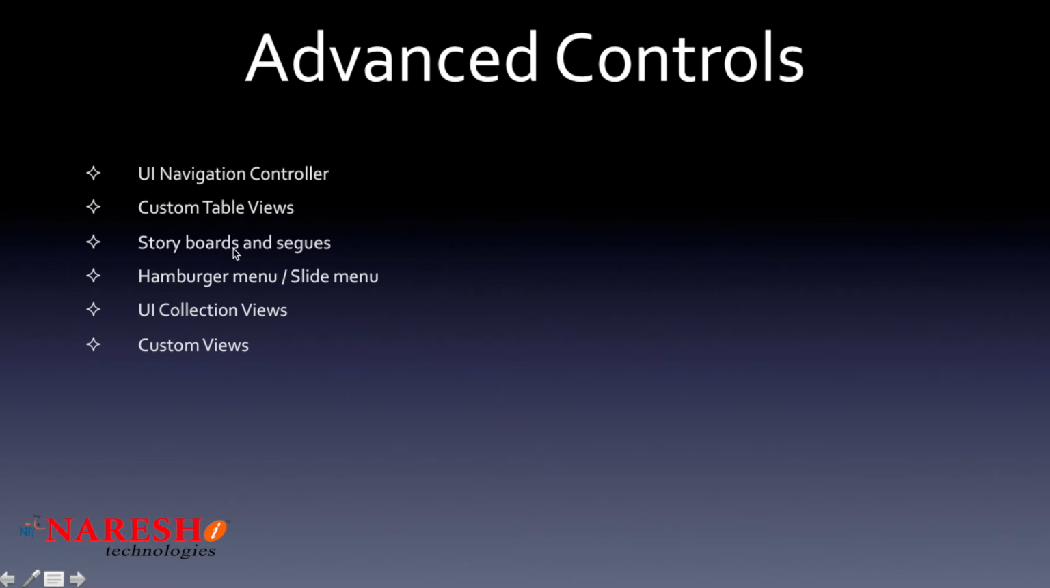And next, the storyboards and connections. Basically, using storyboard and connections, we can easily provide the screen connections and navigation flows. Another important control is the hamburger menu and the slide menu, which we usually see in many mobile applications, splitting into two screens like the left pane and right pane. And also we introduce the UI collection views, which basically display grid views.